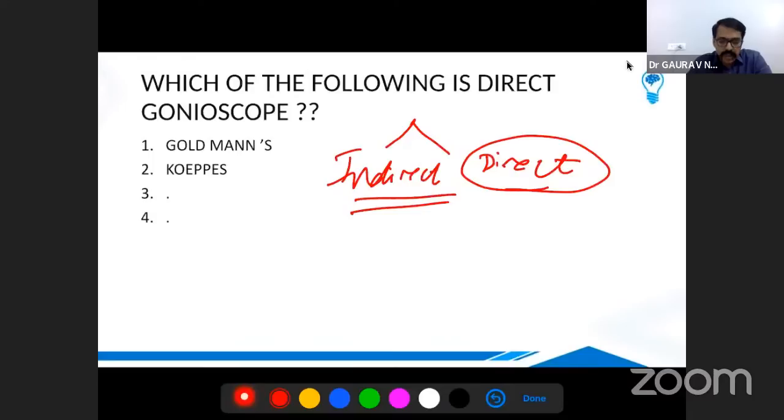Okay, so the choices that I have got till now were Goldman's and Cope's. So Goldman is the one which we use routinely, day in and day out. That is indirect. It is easy to do, being in a sitting position. And yes, Cope's is the right answer. Simu is saying it was except Cope's? No, Cope's is the choice of direct.